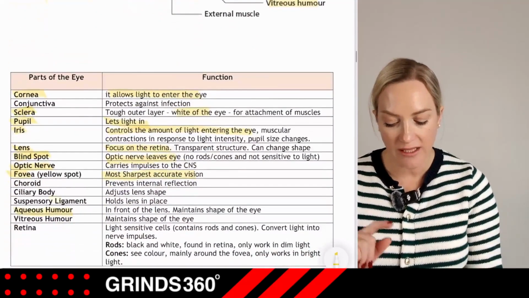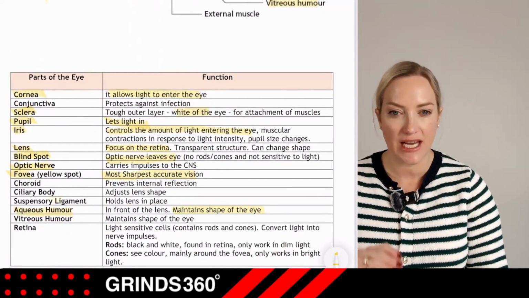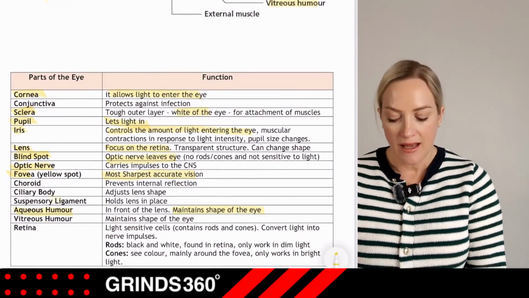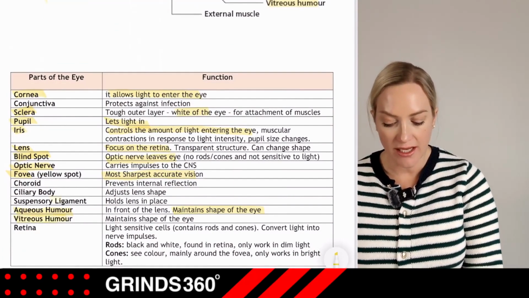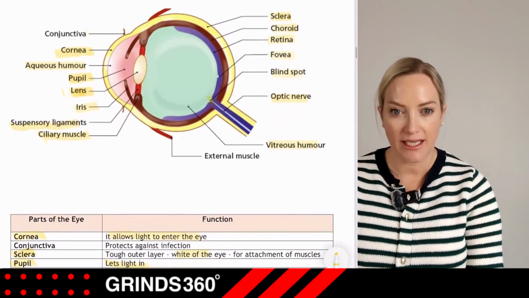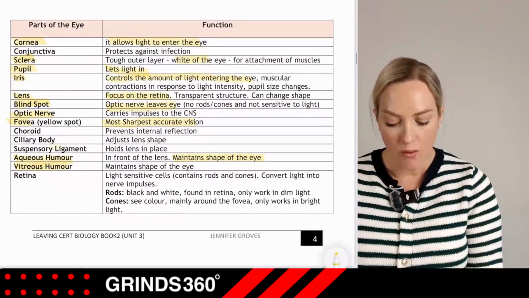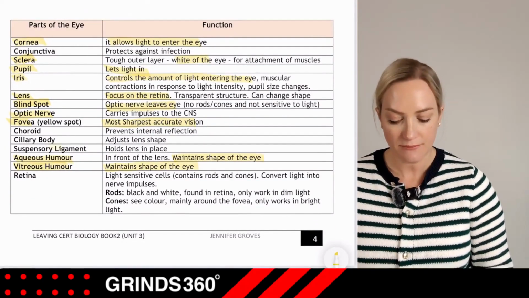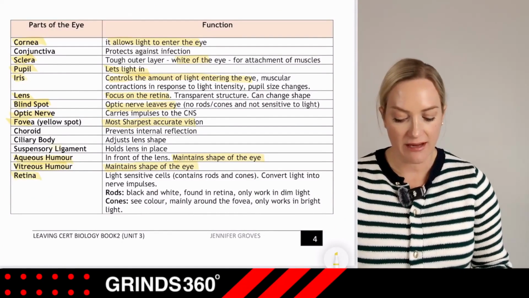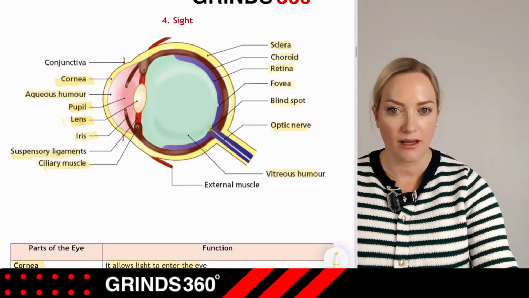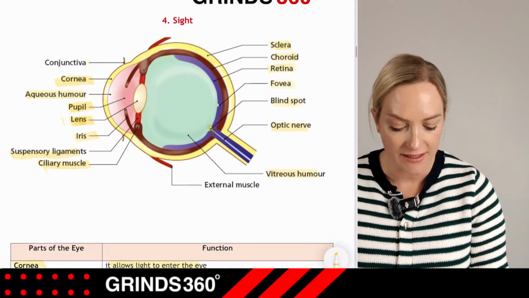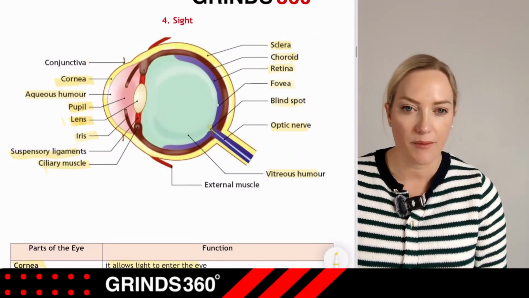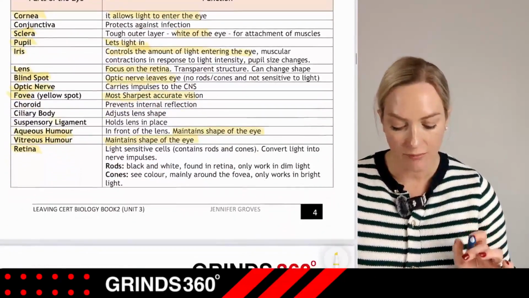But the function of the aqueous humor is that it maintains the shape of the eye. The vitreous humor, which is behind the lens, so all here in this green is vitreous humor, is also going to maintain the shape of the eye. Now, your retina here is this purple line that's going all around from either side, leading on to your optic nerve. Your retina is very important.